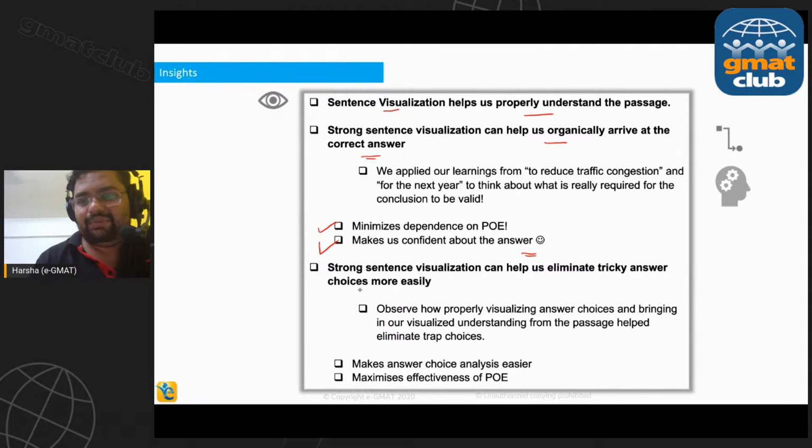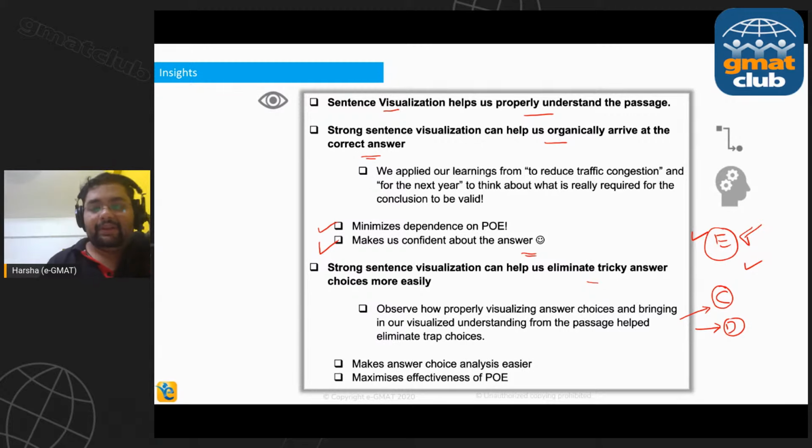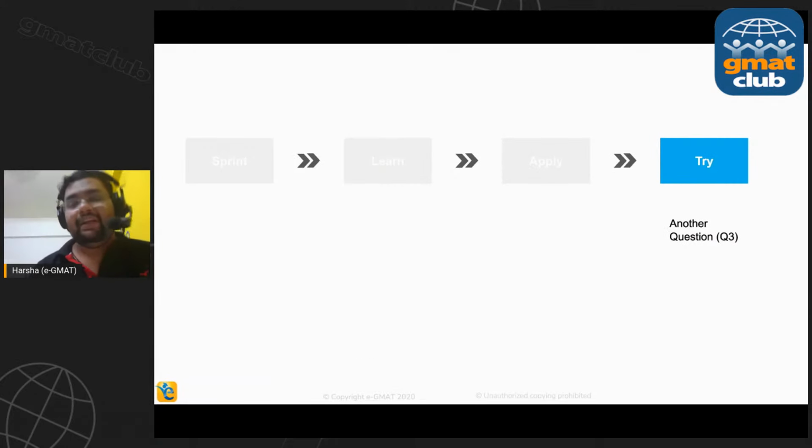Even here, once you pre-think the idea that option E is automatic, within 3 seconds of reading option E, you'll know, hey, this is exactly what it is. It can help you eliminate tricky answer choices. I used that understanding to reject option C. I also used it to reject option D, as you saw, right? You're also maximizing the effectiveness of your process of elimination if you visualize sentences better. That's the impact.